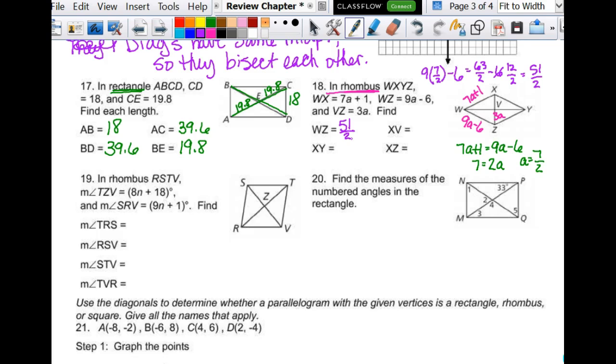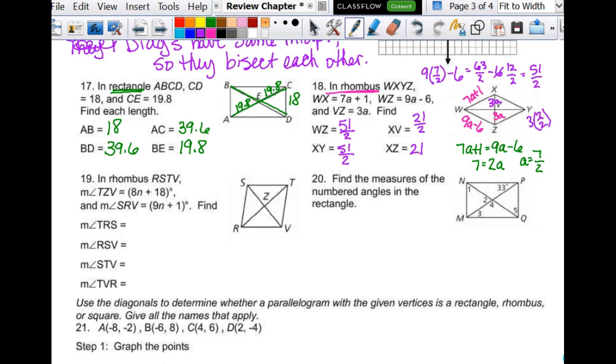Then XY is 51 over 2, because if it's a rhombus, all 4 sides are congruent. The length of XV, well, if it's a parallelogram, then the diagonals bisect each other. If this is 3A, this is 3A. So that's going to be 3 times 7 over 2, which is going to give me 21 over 2. And XZ, the whole thing, is going to give me just 21, because again, if it's a parallelogram, then the diagonals bisect each other.